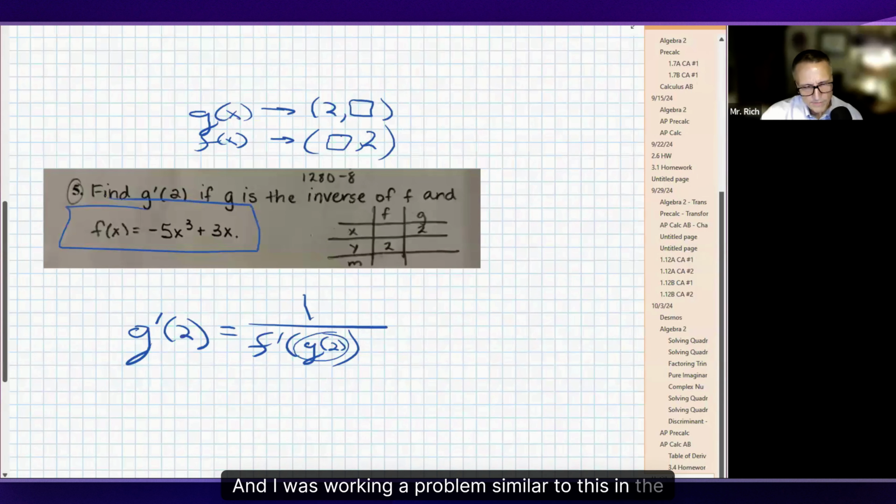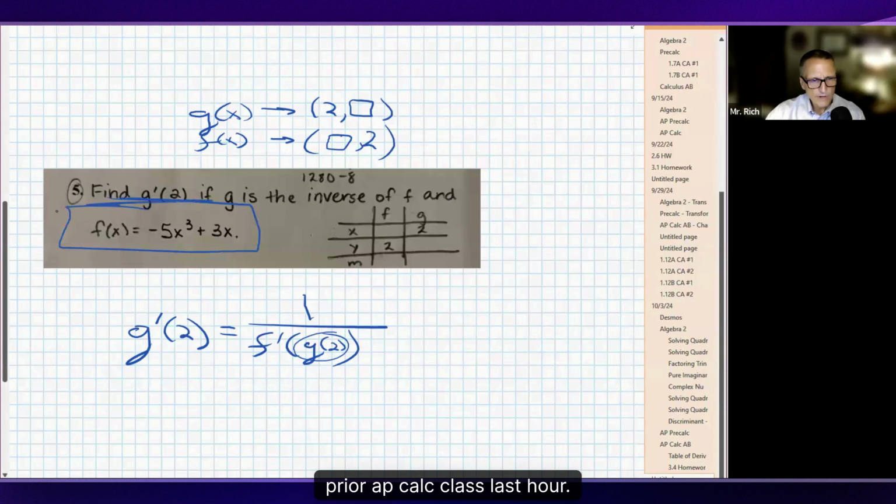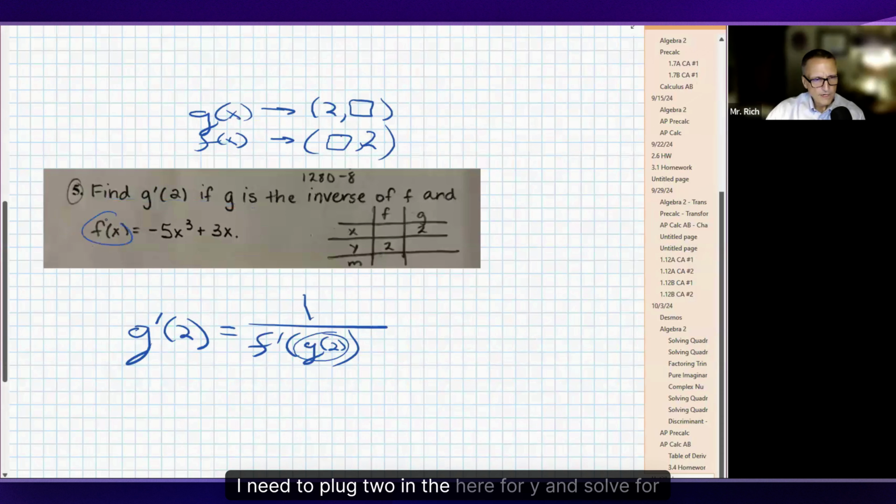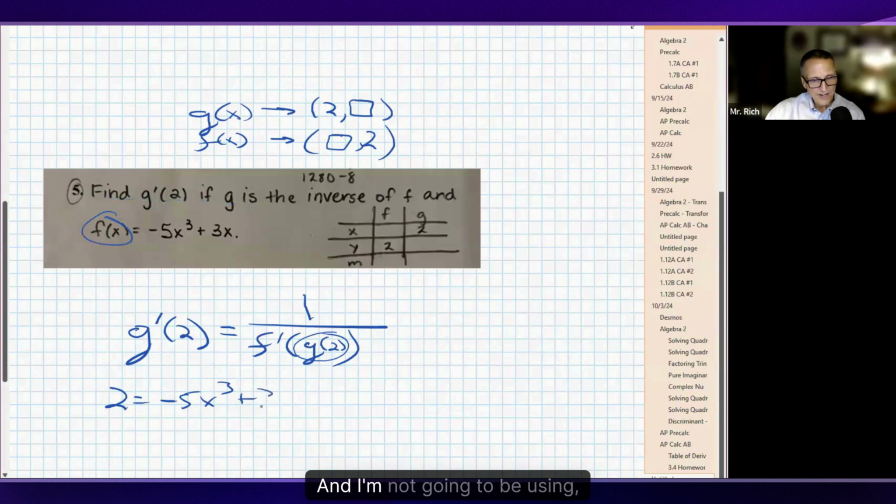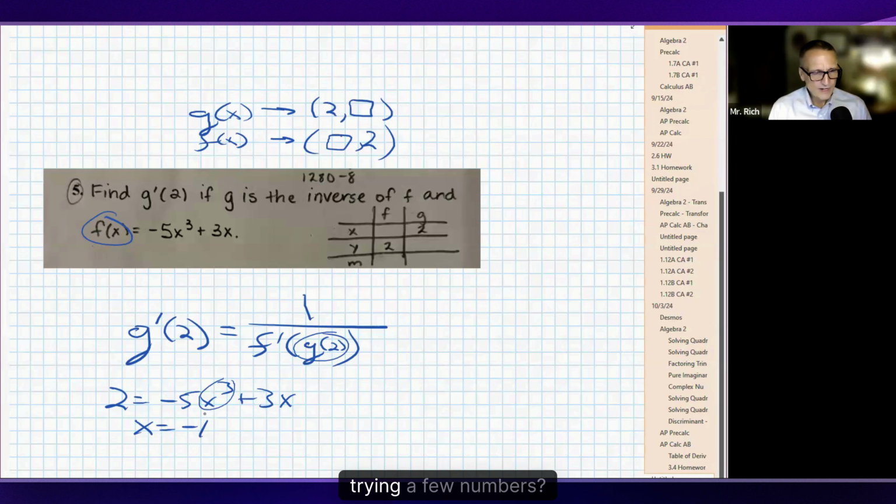I was working a problem similar to this in the prior AP Calc class last hour. If I need to find g of 2, I need to plug 2 in here for y and solve for x. And I'm not going to be using an algebra method. Strangely enough, I'm going to use trial and error. When I look at that equation, I think I need x to be a -1, because if x is a -1, x to the third would be a -1. -1 times -5 is 5. 5 plus 3 times -1 is 2. So the solution, without using algebra, but knowing that in AP Calc, oftentimes that's what they do. They want you to solve that by trying a few numbers.